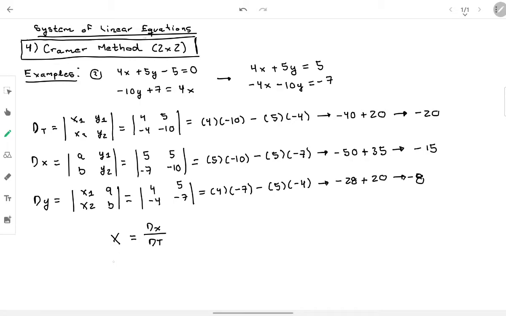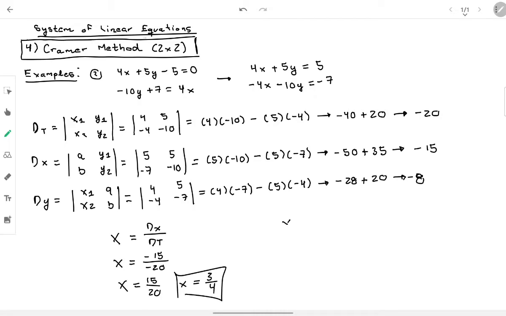So remember the value of x is going to be the determinant of x divided by the determinant of the whole system. So it's going to be the determinant of x, which is minus 15. The determinant of the whole system is minus 20. X equals 15 over 20. We can divide by 5 and it's going to be 3/4.